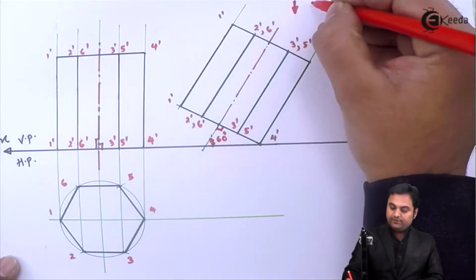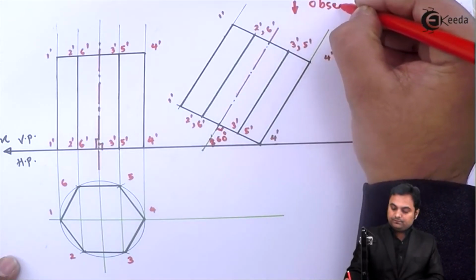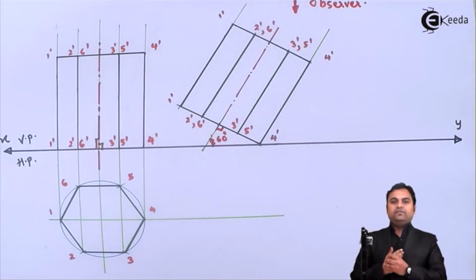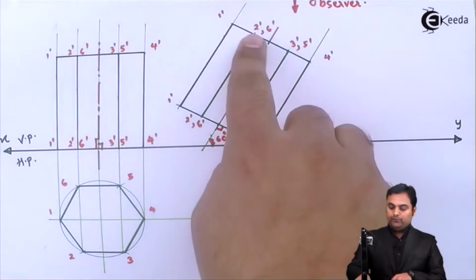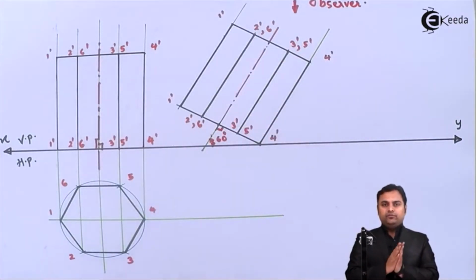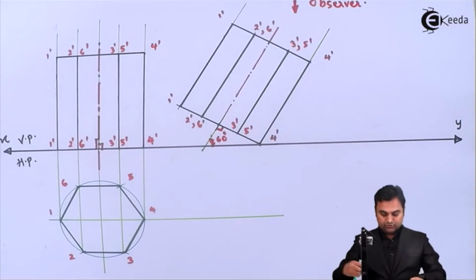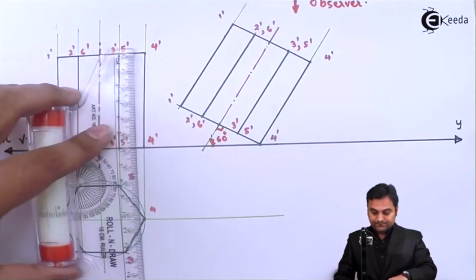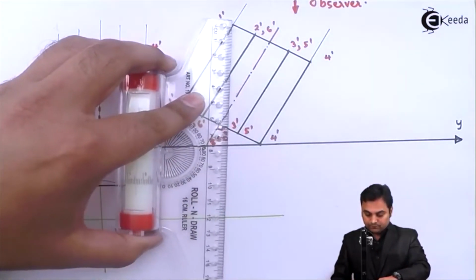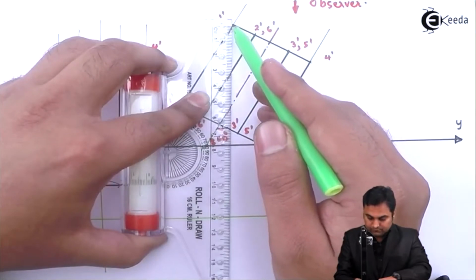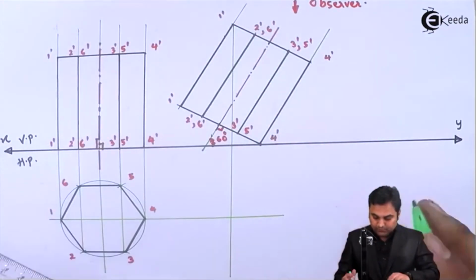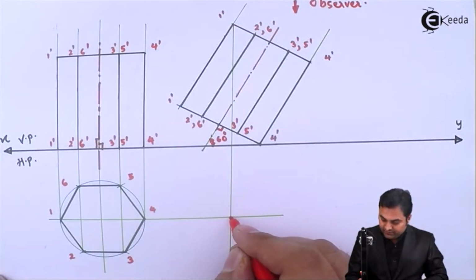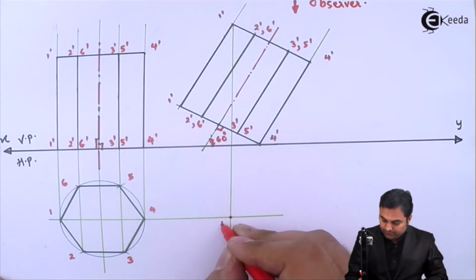Observer is here. Now, when the observer is at the top, there are two hexagonal faces, one at the top, the other at the bottom. So the top face will be closer to the observer, so visible first. So those points need to be projected first, starting with this hexagonal face, which is at the top. So projecting point 1, 1 dash and 1, wherever they intersect, that will be point 1.